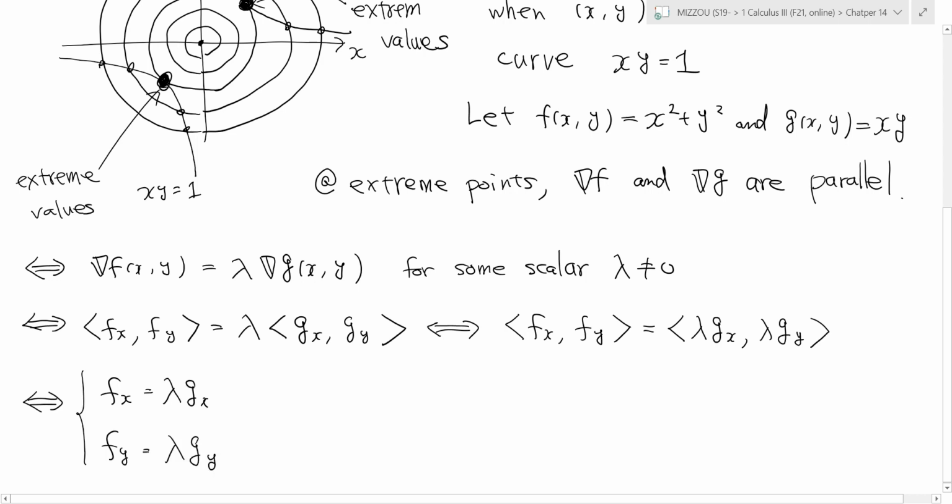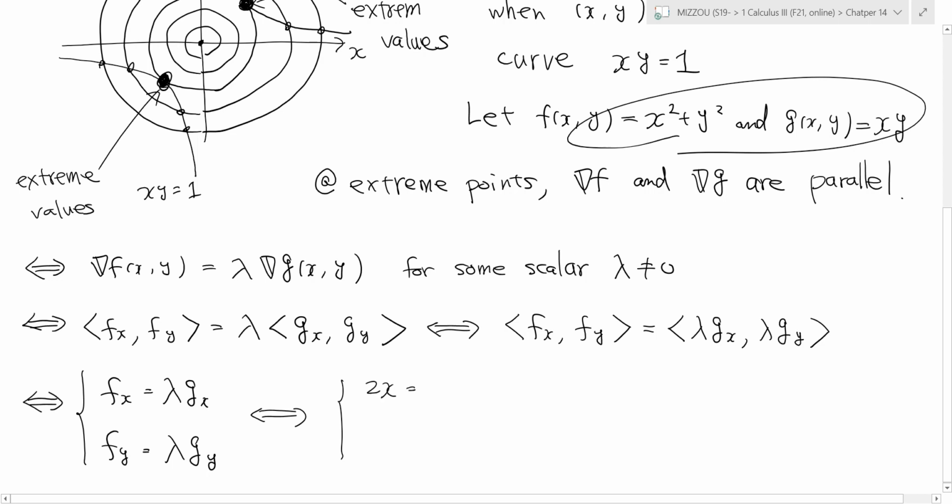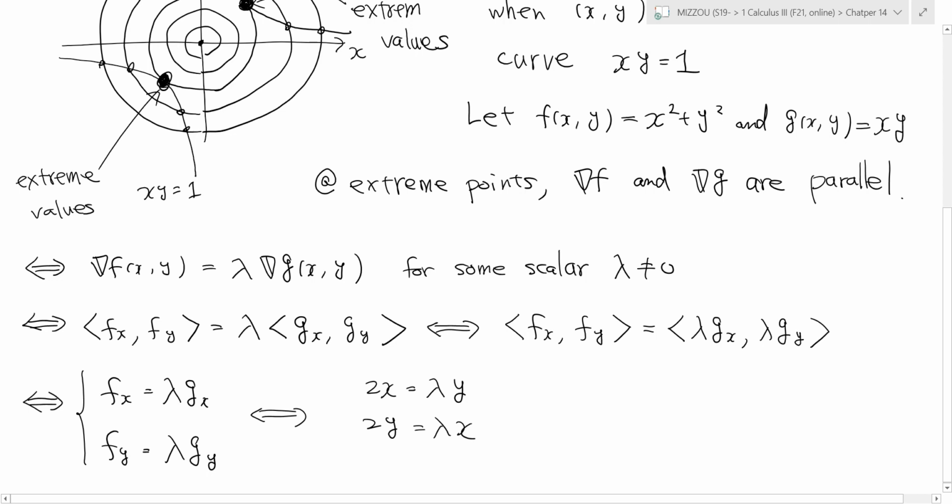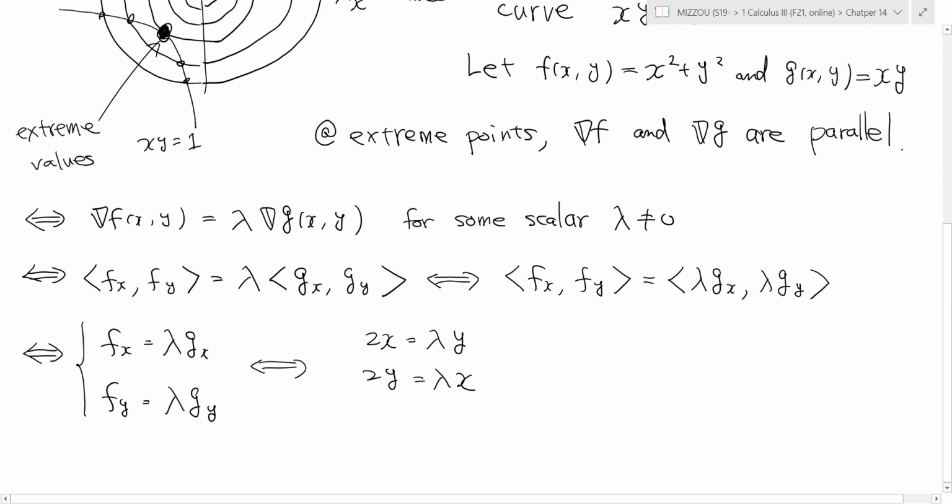Okay, and then for this particular example here, this is computed as 2x is equal to lambda times y, and then 2y is equal to lambda times x. And then we also have the constraint g of x, y is equal to 1. So that means xy, that's g of x, y, is equal to 1.